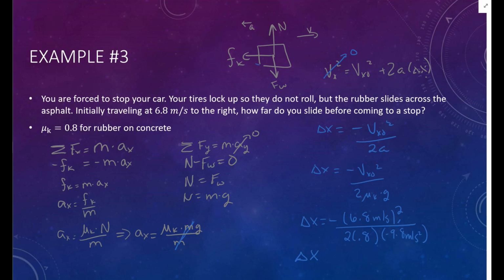Someone got a solution for me? I don't know where my calculator went. Abby, what'd you get? 2.9. Perfect. All right, so you will slide 2.9 meters before you come to a stop.